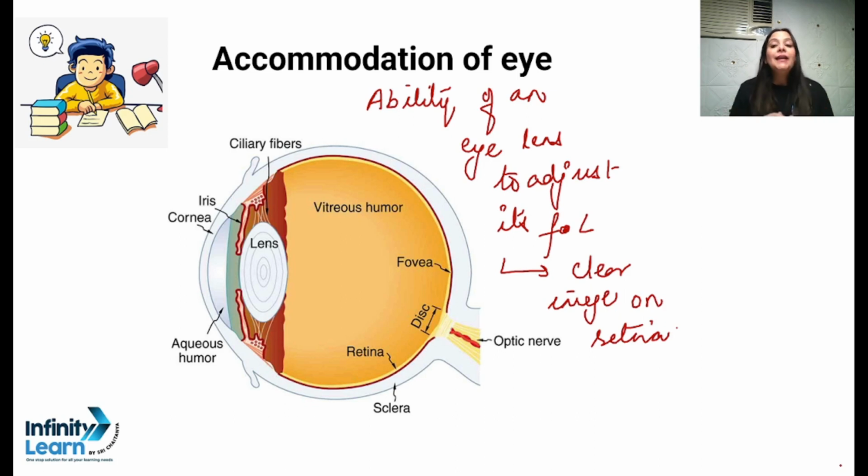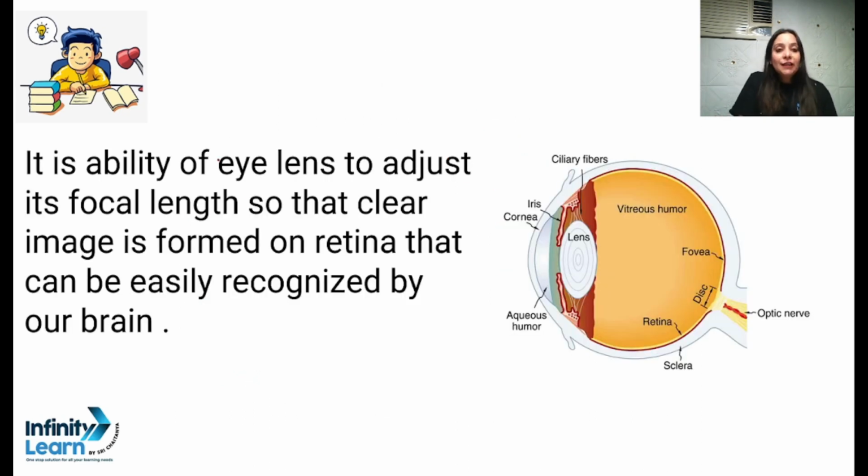Now how will the eye lens adjust its focal length? See, this is the lens. It is held by ciliary fibers, or you can say ciliary muscles. So ciliary muscles are holding the lens, and they help the lens to adjust its focal length. Now how it helps, I'll tell you. So this is the definition, you can note it down. Ability of an eye lens to adjust its focal length so that a clear image is formed on the retina, which can be recognized by our brain.